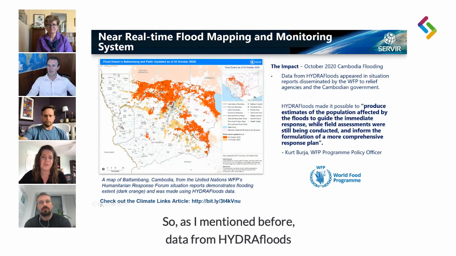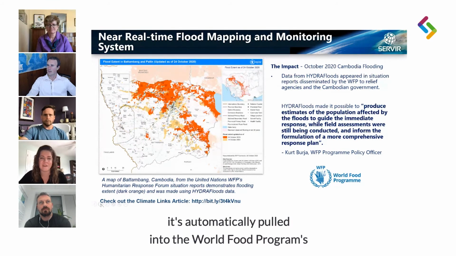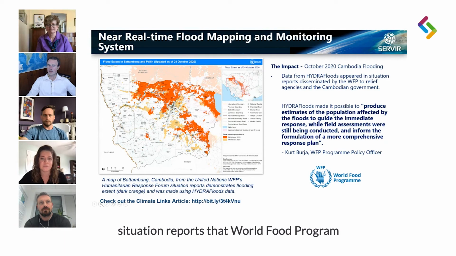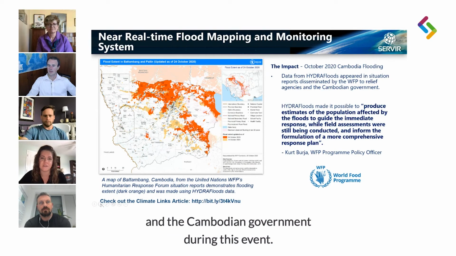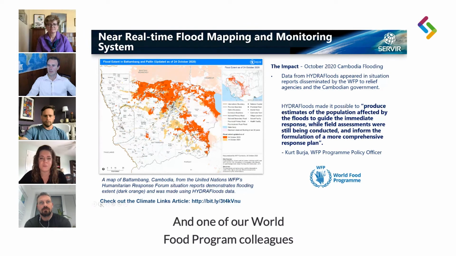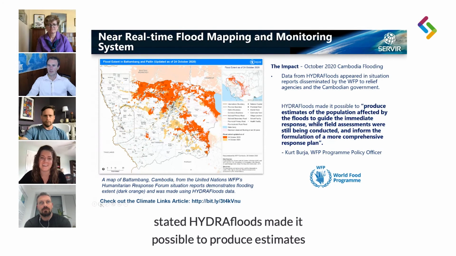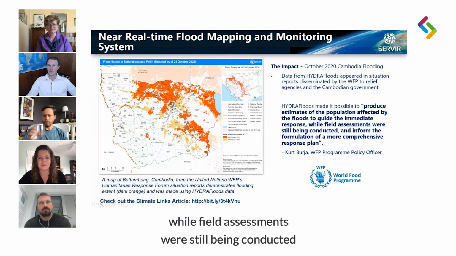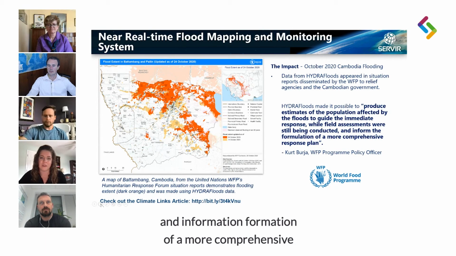So as I mentioned before, data from HydroFloods is automatically pulled into the World Food Program's PRISM system. It was used to actually generate a series of situation reports that World Food Program used and disseminated to help coordination with other relief agencies and the Cambodian government during this event. And one of our World Food Program colleagues stated HydroFloods made it possible to produce estimates of the population affected by floods to guide the immediate response, while field assessments were still being conducted and information for formation of a more comprehensive response plan.